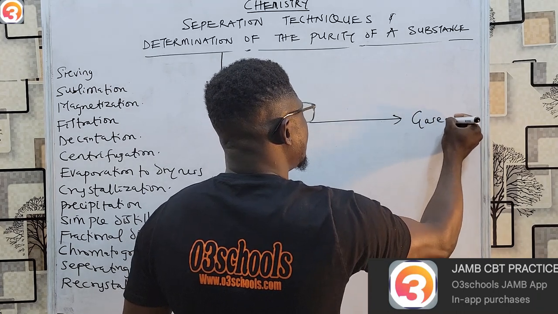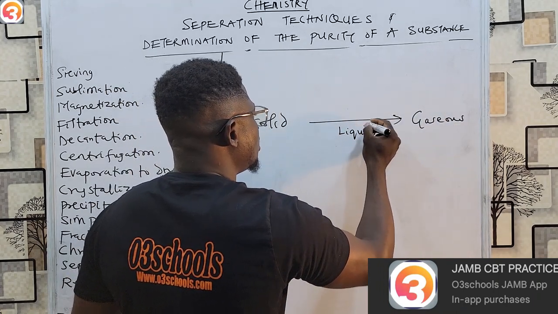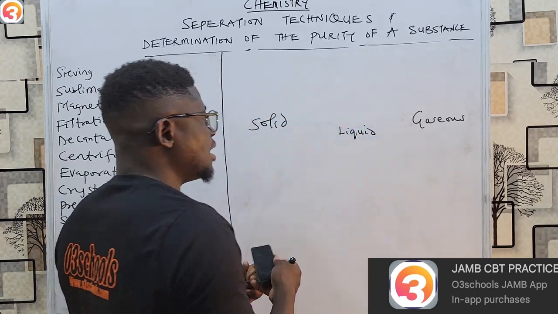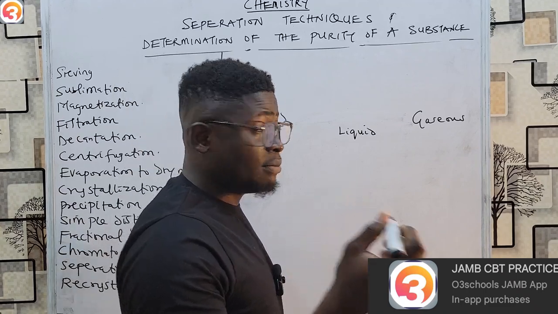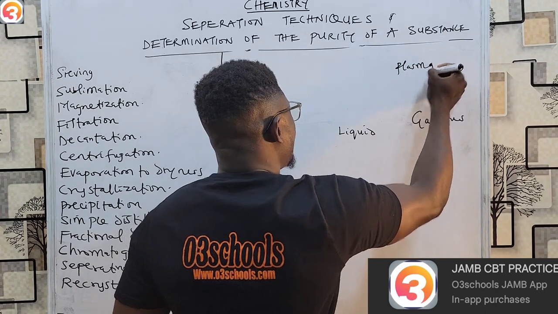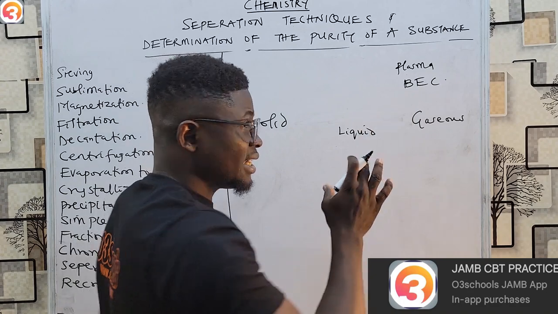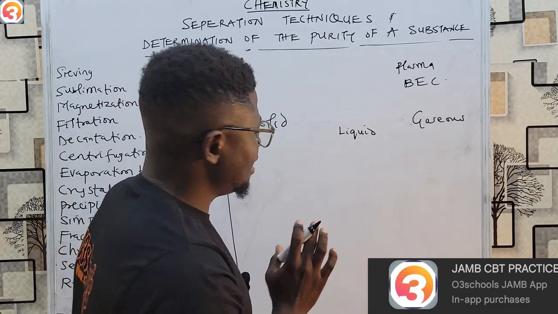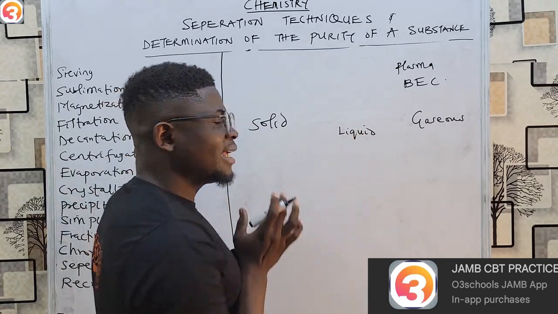To the gaseous state. So we have solid, we have liquid, then we have the gaseous state, isn't it? Those of you that did changes in matter know we have other states such as the plasma state and the Bose-Einstein condensate, BEC. These are theoretical in nature, like we said in that class, but these are the three most recognized states of matter. So we have solid, liquid, and gas.